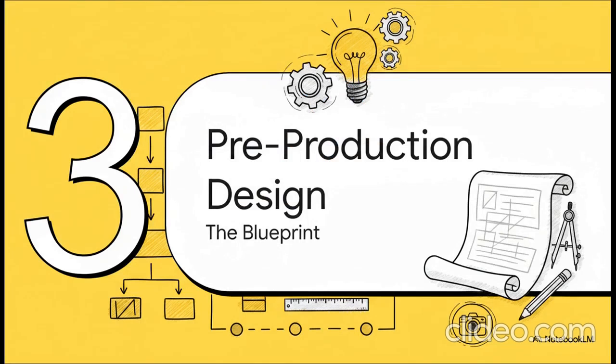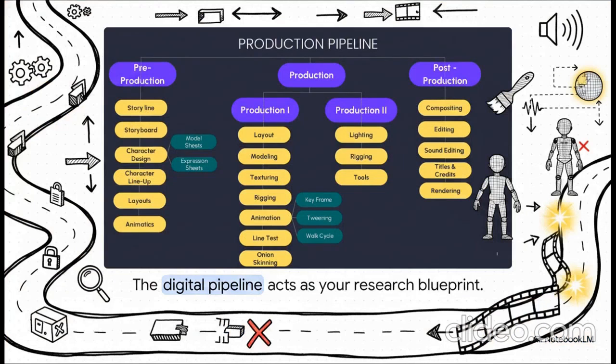Now for Section 3, pre-production as research design. Think about how rigorously a researcher has to design their methodology before they ever conduct an experiment. In a digital studio, let's say for 3D animation, you have this incredibly complex web of assets, textures, and skeletal rigs that all depend on each other.